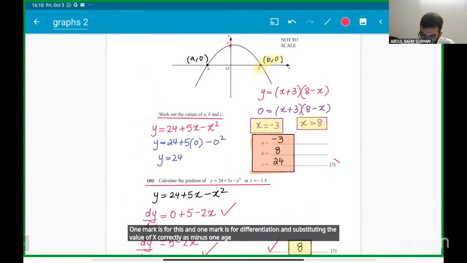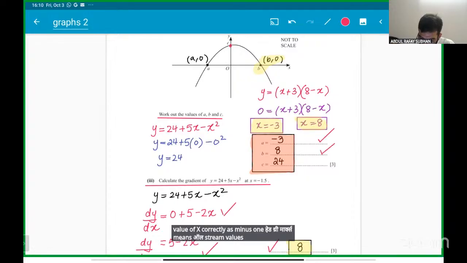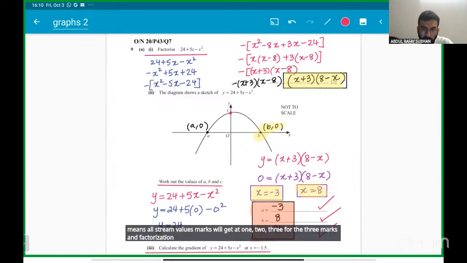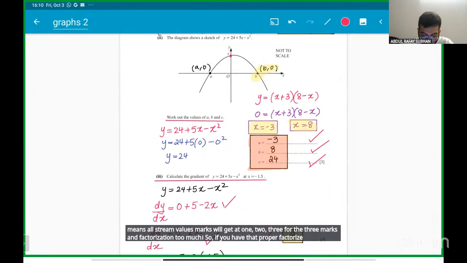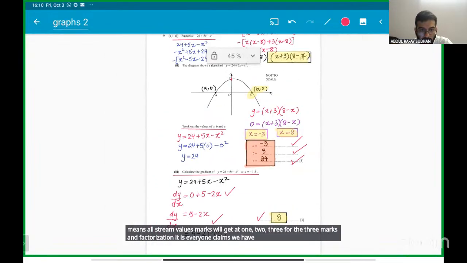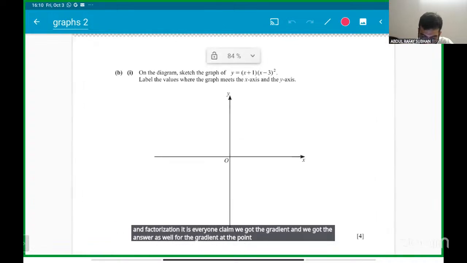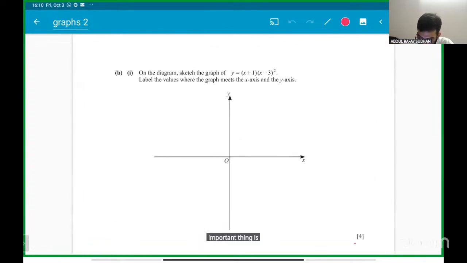Here 3 marks means you will get all three marks, 1, 2, 3, and for factorization, 2 marks if you have done proper factorization. Is everyone clear? We got the gradient and we got the answer as well for the gradient at the point minus 1.5. The next important thing is, how do you sketch this?